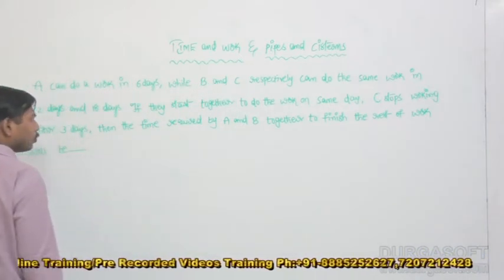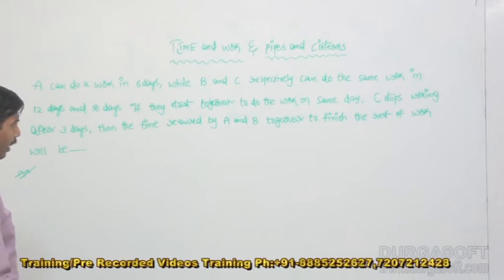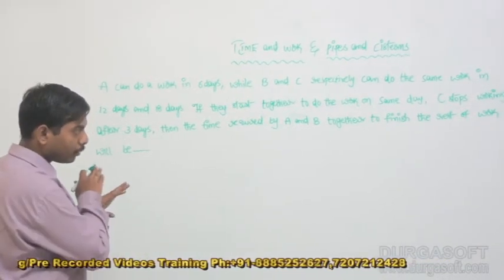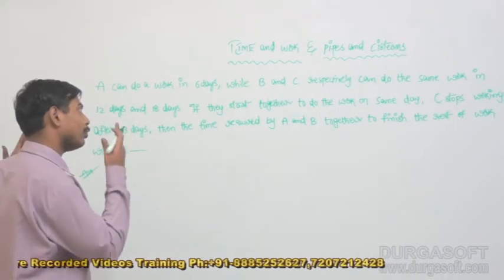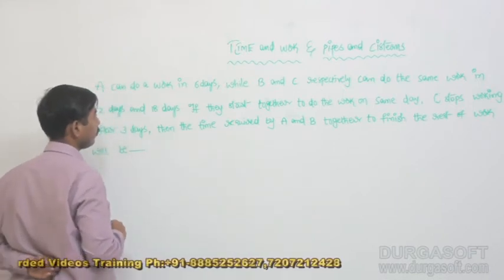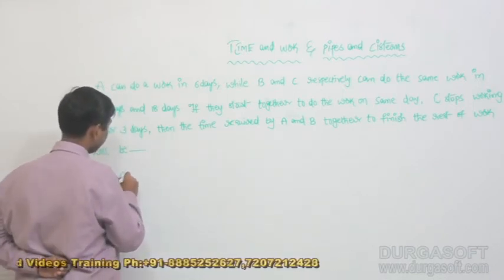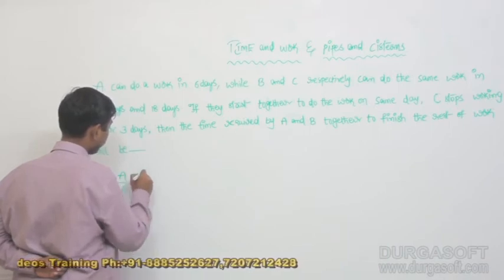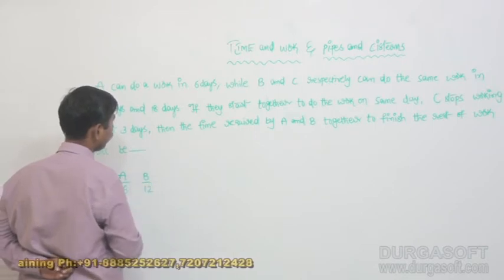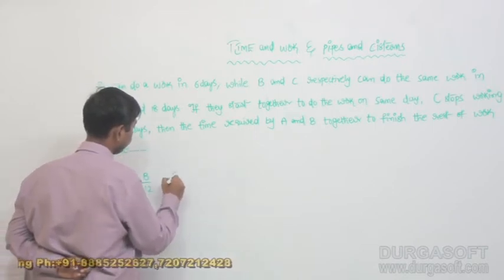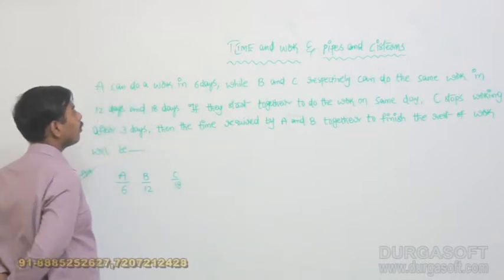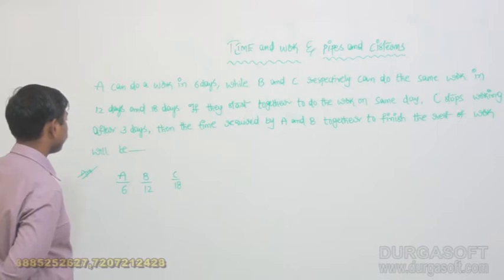It's a very easy question, guys. You don't need to get any confusion. Direct statements we got here, and these statements are very clear to understand, nothing to get confused about anywhere. A can do a work in 6 days. B can do the work in 12 days. C can do the work in 18 days. Great. 6, 12, 18.